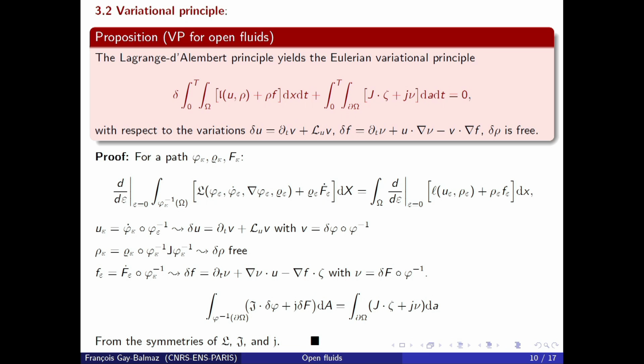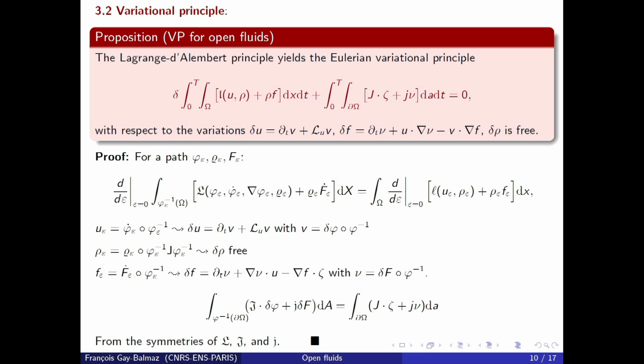And doing the Euler-Poincaré reduction, you get this reduced form of the variational principle. So you recognize here the usual Euler-Poincaré variational term, in which we have plus rho f here. We have seen this first term in the shallow water equations in the first talk. Now we have this additional term, and we have the boundary contribution.